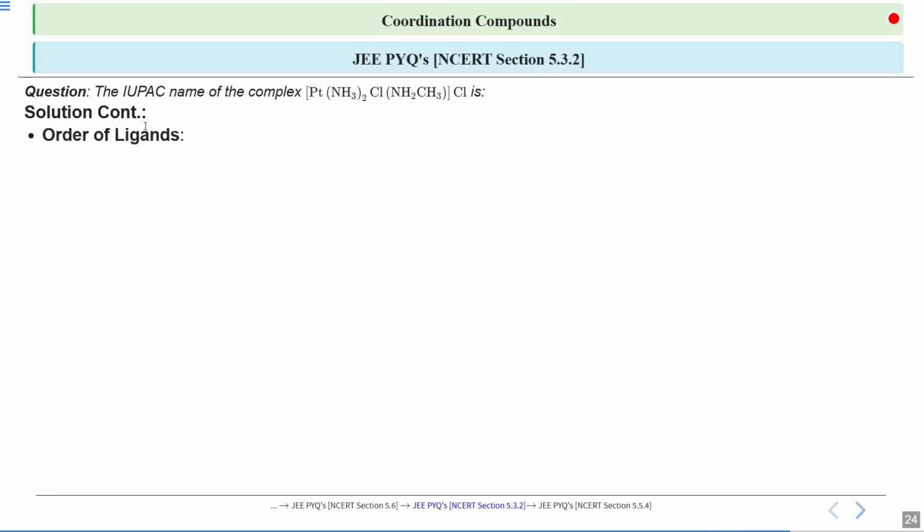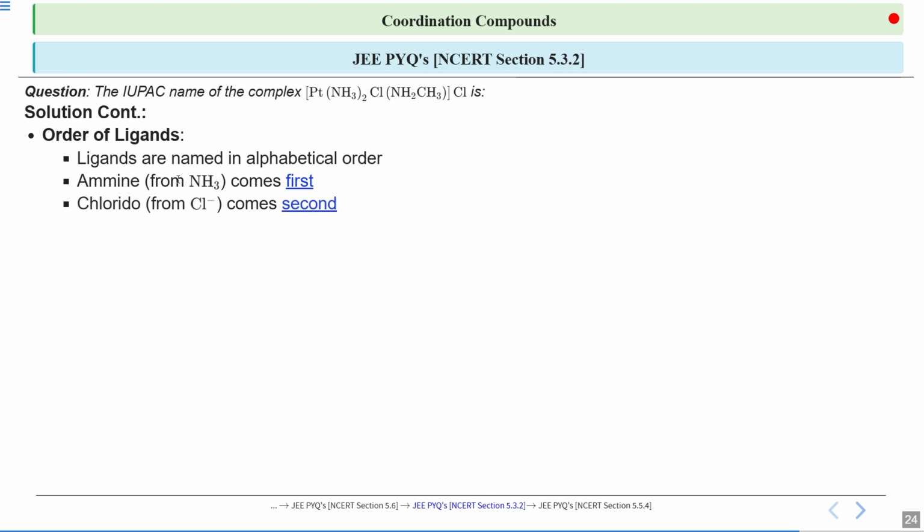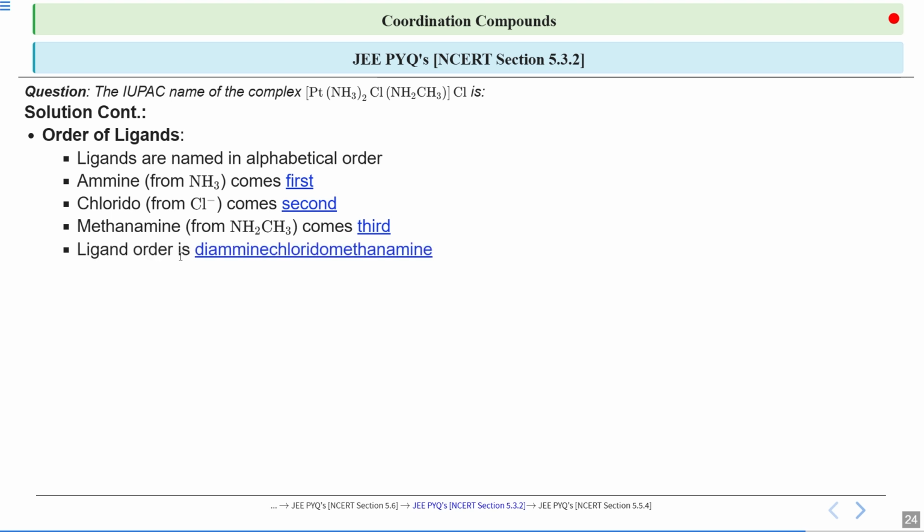Another step is the order of ligands. We have to arrange the ligands alphabetically so we can write the name. Amine will come first because it has A in the first position. So amines from NH3 will come first. Chlorido from Cl negative will come second. And methanamine from NH2CH3 will come third. The ligand order will be diamine, chlorido, methanamine.